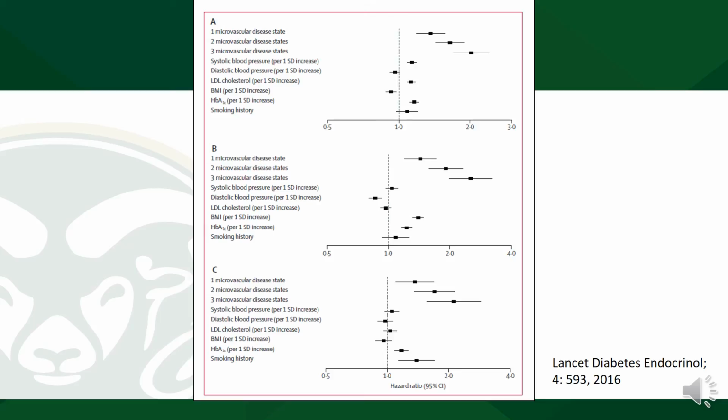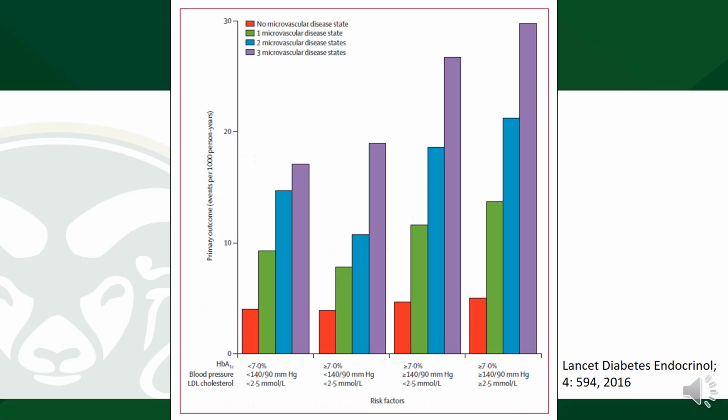And if you look at Section A, it appears that just one microvascular disease is more strongly associated with the primary outcome than any of the traditional risk factors like blood pressure or cholesterol. When looking at event rates, you can see a consistent linear trend, with the highest incidence shown as the purple bar on the far right, which represents the rate for those with 3 microvascular disease states who also have poor control over conventional risk factors like hemoglobin A1C, blood pressure, and cholesterol.